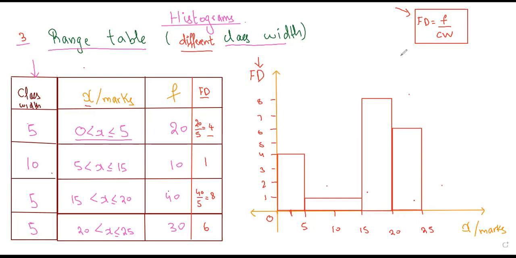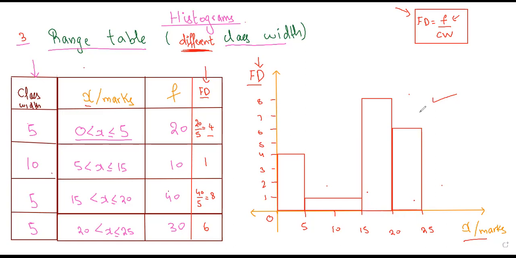Your x-axis would be a bit different, and you have frequency here, and then you just make the bars. If you have a range table with the same class widths, that is the easiest case. You just make the bars against frequency, and that is it. If your class widths are different, you have frequency density on the y-axis, marks on the x-axis. How do we find frequency density? Using this formula, frequency over class width, and that is how you make your bars.